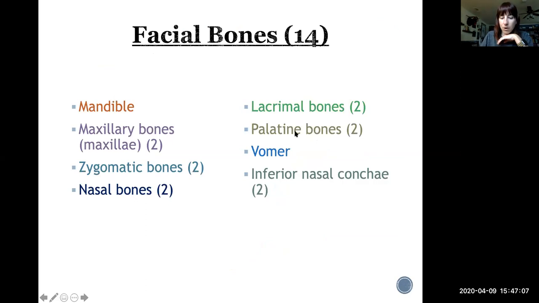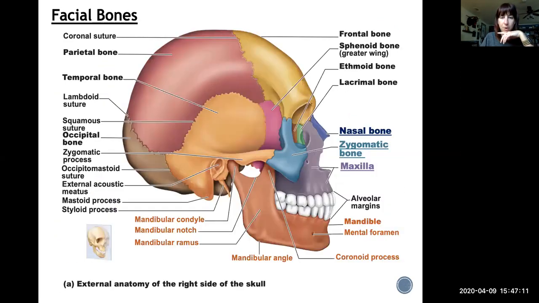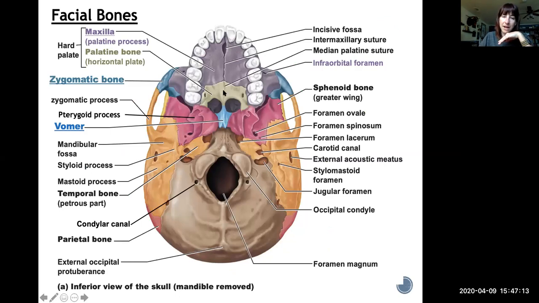Your palatine bones are actually the bone underlying your soft palate. So back here at the back of the roof of your mouth is your soft palate, okay? Your hard palate is made up by the palatine process of your maxilla. The soft palate back behind that has the palatine bone underlying. And again, these are paired. You have a right and a left palatine bone, okay?